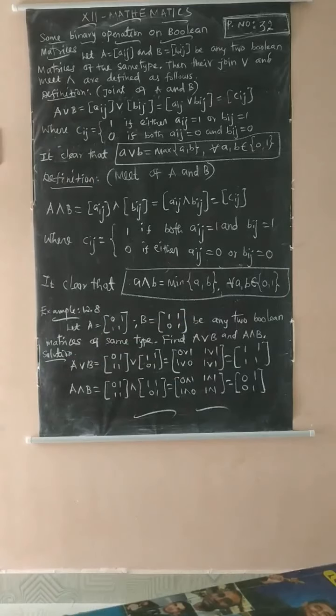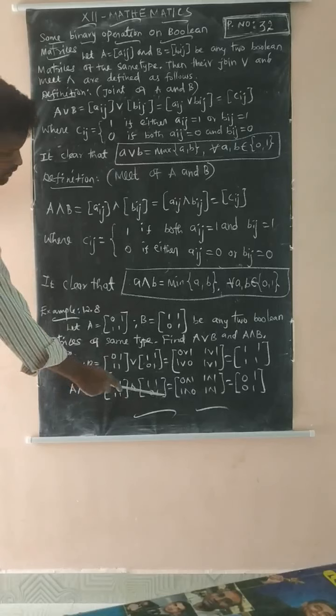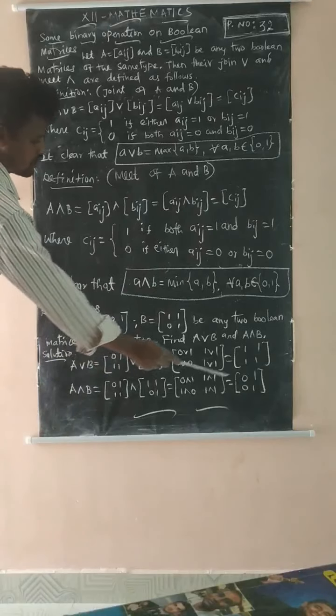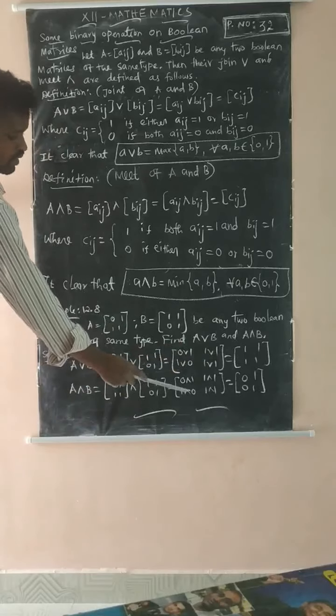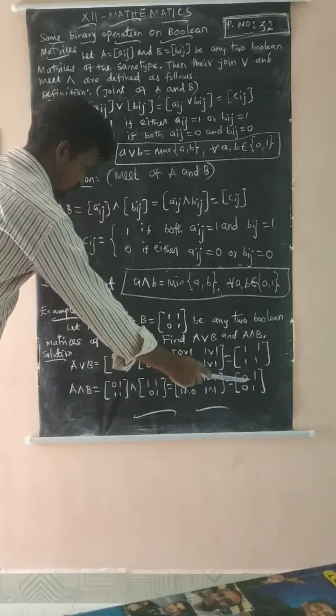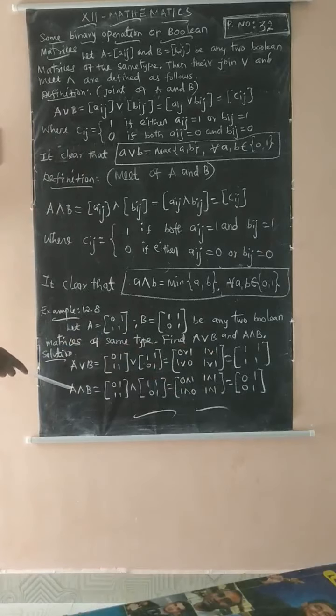In the same way, A meet B is equal to the matrix 0 1 1 1 meet 1 1 0 1, which is 0 meet 1, 1 meet 1, 1 meet 0, 1 meet 1. Meet definition means minimum of a comma b. 0 1 minimum is 0, 1 1 minimum is 1, 1 0 minimum 0, 1 1 minimum 1. The matrix 0 1 0 1 is the A meet B matrix. Students, this is very easy.